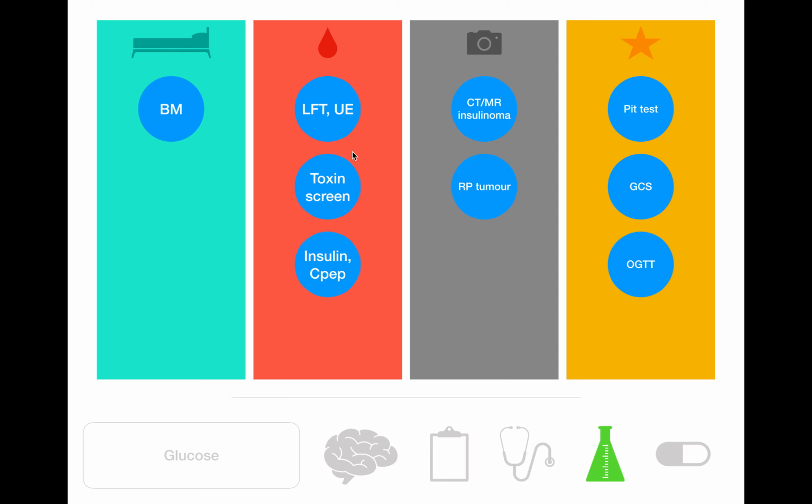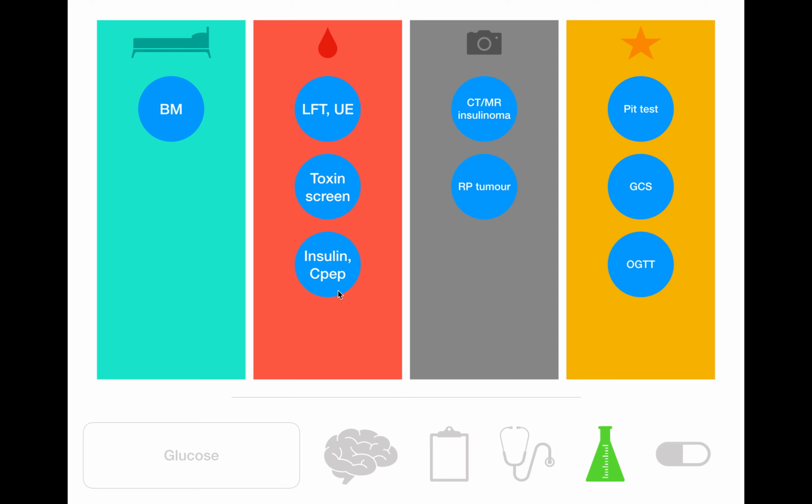Toxin screen, yeah, because of stress hyperglycemia, so infections cause it. And then insulin, so you're going to check insulin levels, of course you are. And then C-peptide. So C-peptide is produced in the blood when the liver kicks out C-peptide. So your liver cleaves down insulin, it breaks it down, and releases C-peptide. So if you have insulin from an internal source, then you will have constant C-peptide levels.